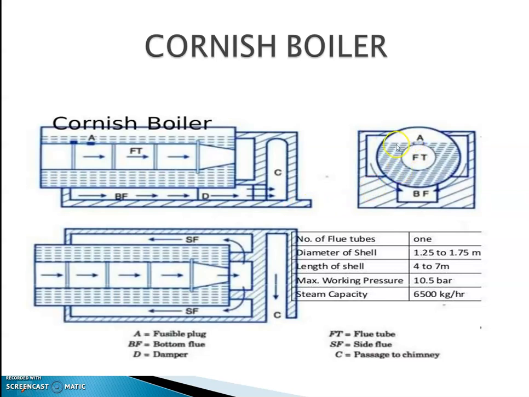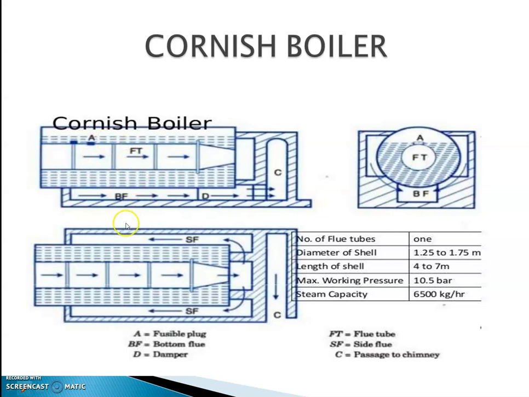In the side view of this Cornish boiler, the center is the flue tube. On the adjacent sides there are side flues, and from the bottom of the boiler drum there is a bottom flue. This is how we increase the efficiency of the boiler and produce steam. The various boiler mountings used are the steam stop valve, pressure gauge, water gauge, fusible plug, high steam low water safety valve, feed check valve and manhole.